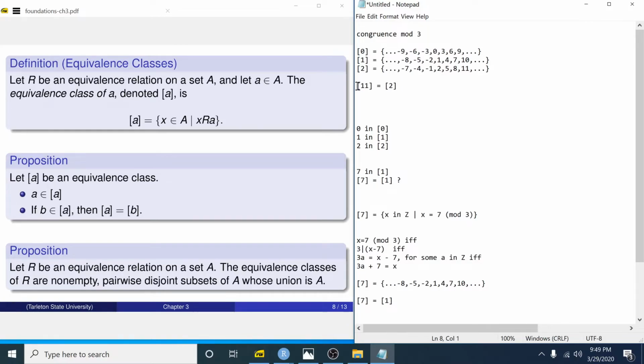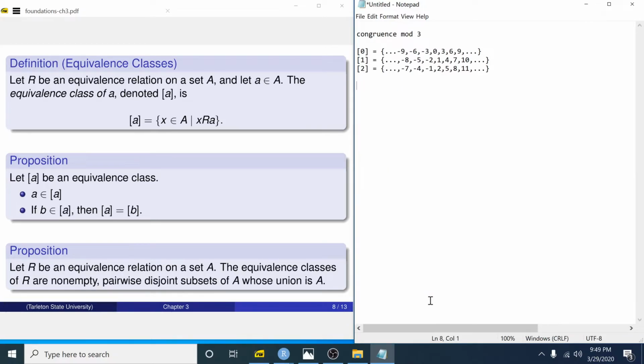Okay, so the last thing we want to do in these slides, and then we'll call it a day after we do this last proof, is we want to show that if R is an equivalence relation on a set A, then the equivalence classes are non-empty pairwise disjoint subsets whose union is A. So let's go ahead and run through that last proof here.